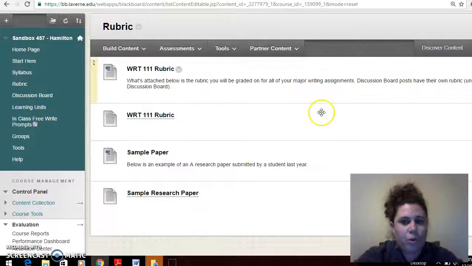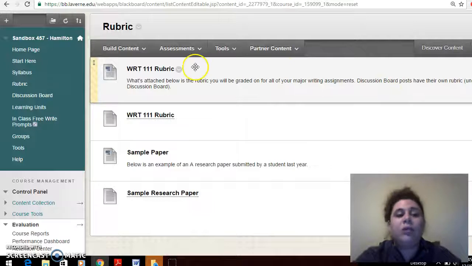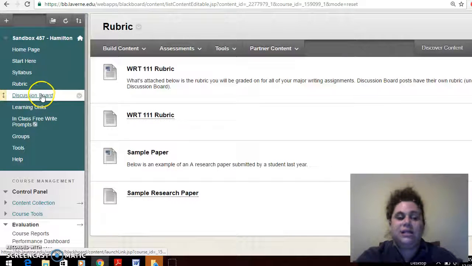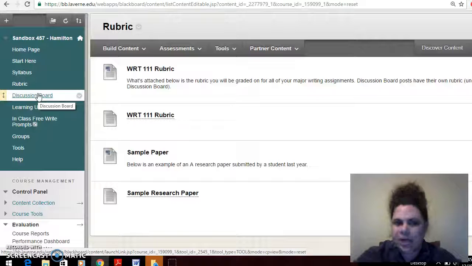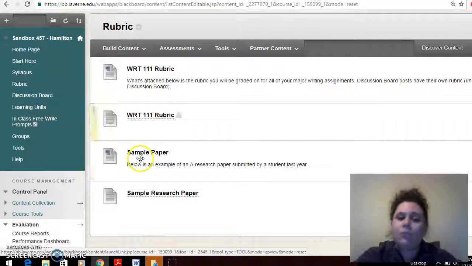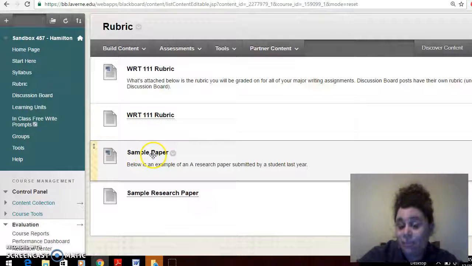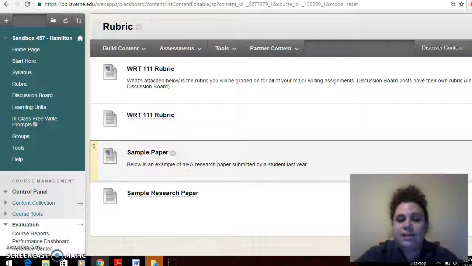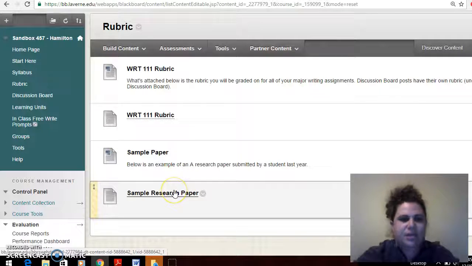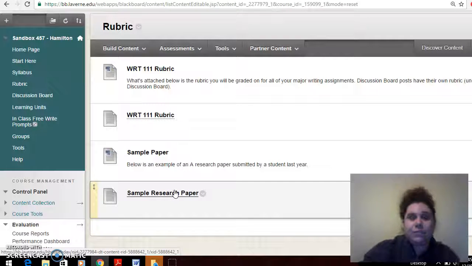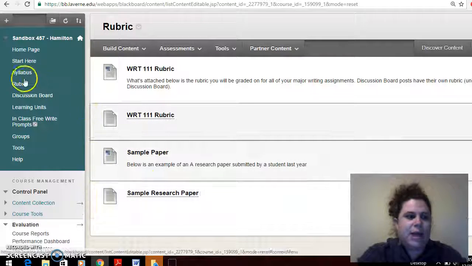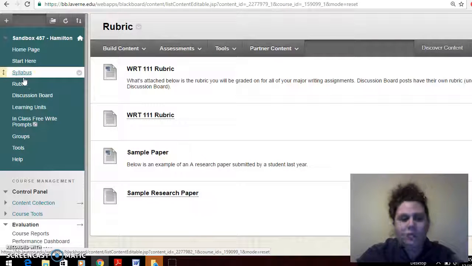The discussion board posts have their own rubric, and that rubric is under discussion boards right here. We'll go to that next, but it's what I'm highlighting right here. Underneath the rubric is the sample research paper, an example paper of a student who received a high A the last semester I taught this unit. I've attached it to better illustrate what I'm looking for in the prompt. All the prompts for the assignments, again, are in the syllabus.